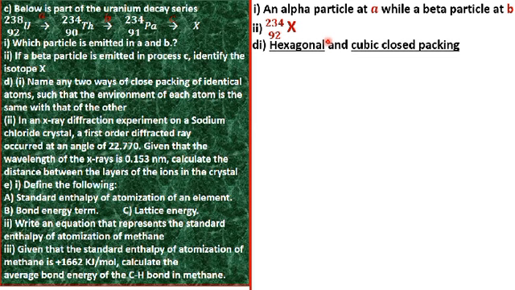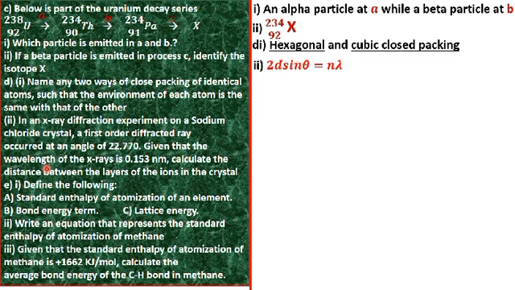Now the next part is saying that in an X-ray diffraction experiment on a sodium chloride crystal, a first order diffracted ray occurred at an angle of 22.77, it's actually in degrees. Given that the wavelength of the X-ray is 0.153 nanometers, calculate the distance between the layers of the ions in the crystal. Okay. So now, guys, we simply have to get this by Bragg's equation.